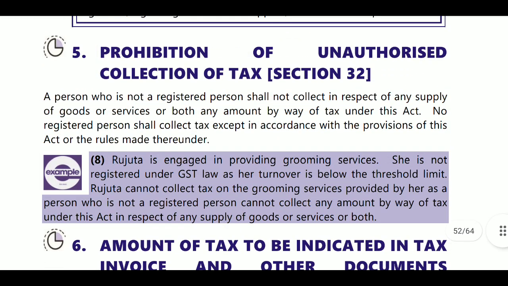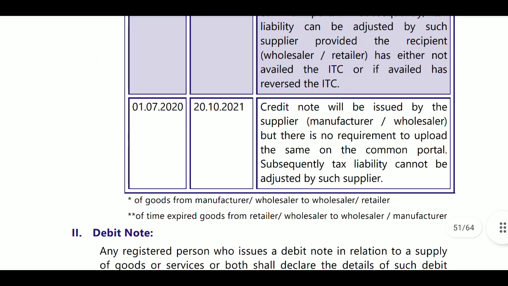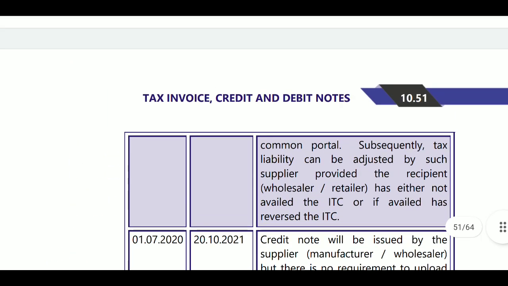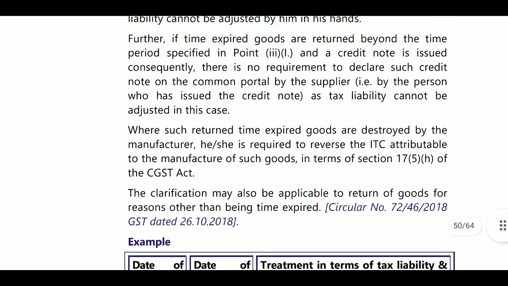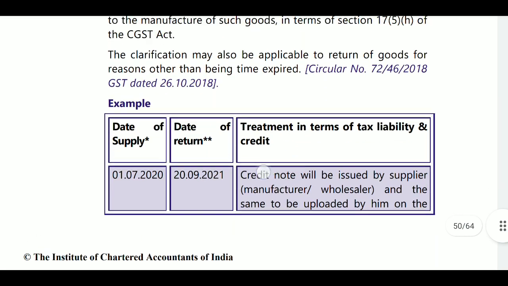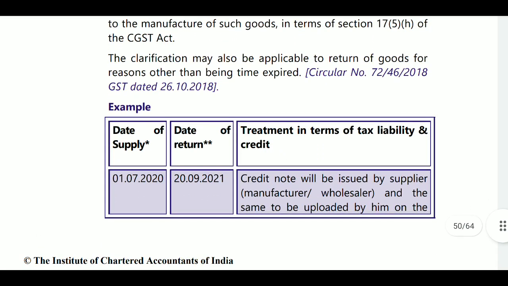Here we will discuss mainly debit note, credit note and payment voucher, refund voucher and receipt voucher. These all are voucher related information. Revise the tax invoice. Next, here one example is there now. Date of supply 1/7/2020. Date of return 29/2021. So what is the treatment in terms of tax liability and credit?